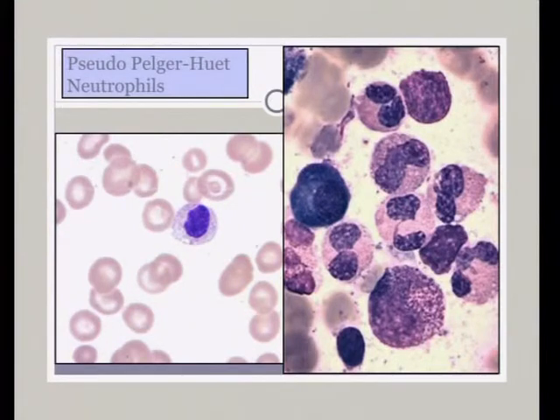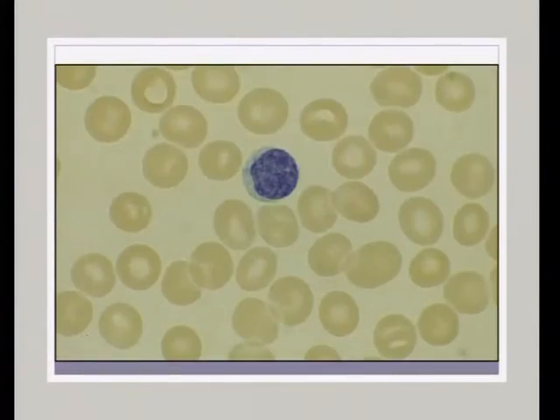Pelger-Huët changes include the nucleus, and we have hypolobated nuclei in mature cells, and you can see that they are also bilobed. And this is what we call Pelger-Huët nuclei in the granulocytes of patients, amongst others, with HIV. Now, this is a normal lymphocyte.